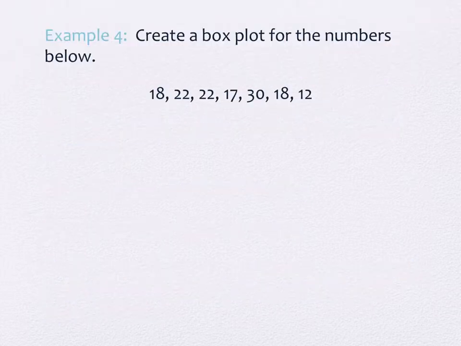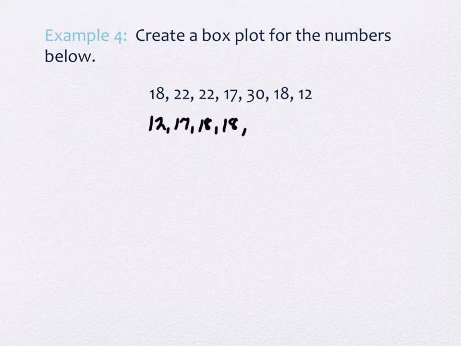All right. You've seen this data set before, right? A moment ago, we put it in order from least to greatest. So I'm going to do that again on this screen. We have 12, 17, 18, 18, 22, 22, and 30. I think that's right. And we identified the second 18 as my median. Yes?